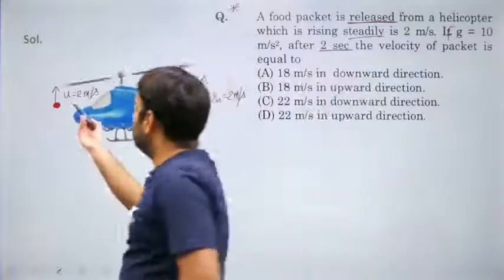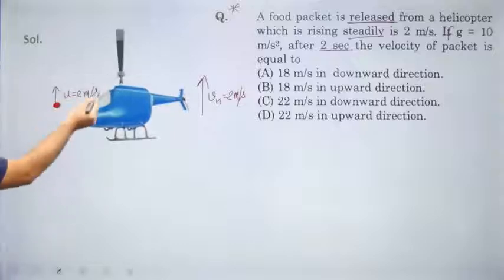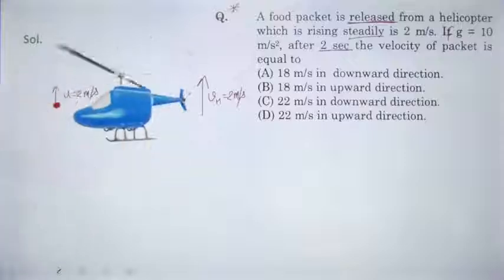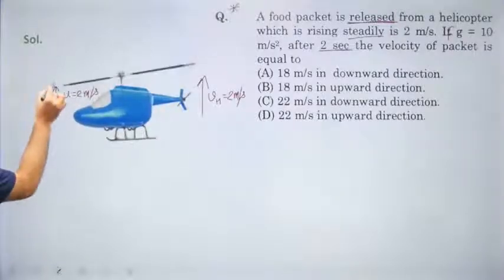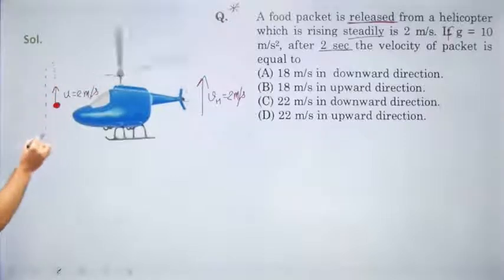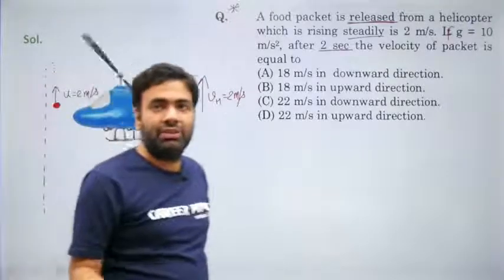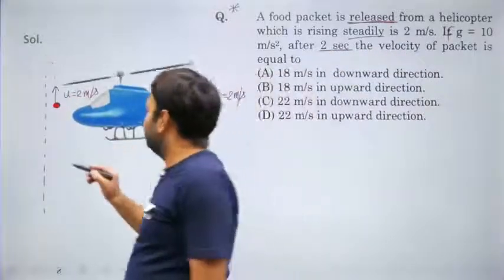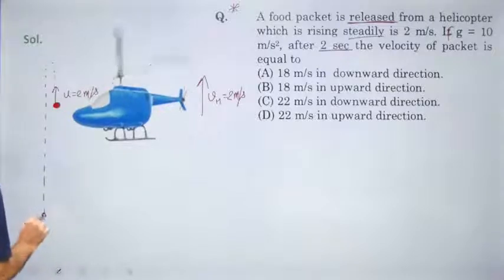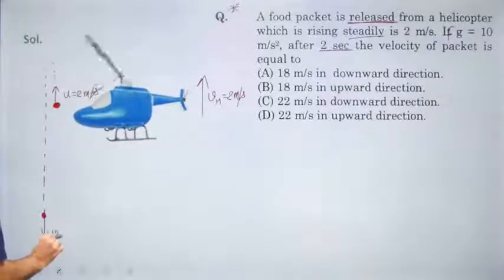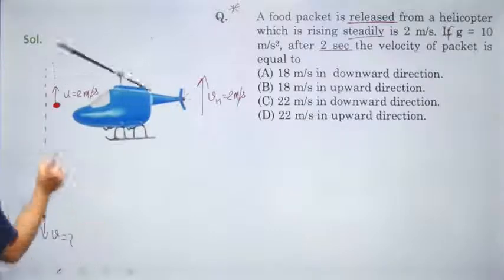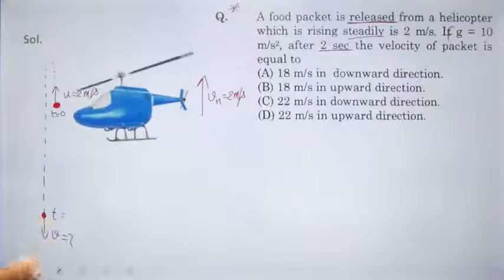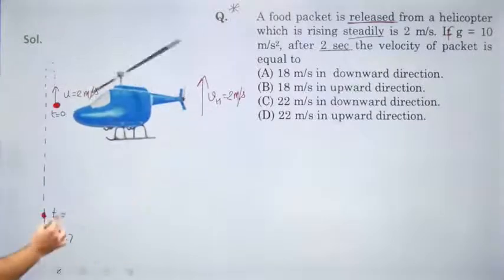So the initial velocity of this food packet is in the upward direction, which is 2 meters per second, because the helicopter's velocity was 2 meters per second in the upward direction. So what will be the path of this food packet? It will go up and then it will come down. That is motion under gravity in a straight line. So at t equals 0, it was released, and it is asking for its velocity at t equal to 2 seconds.